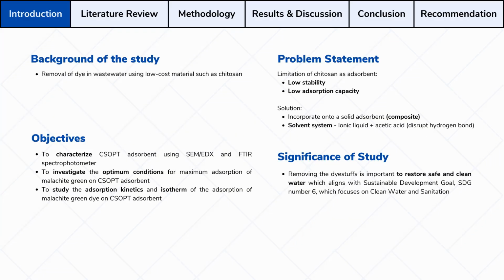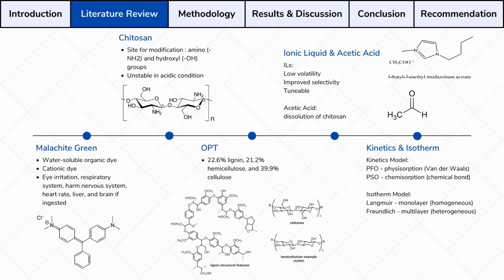Firstly, this study revolves around the removal of dye in wastewater using low-cost materials such as chitosan. However, chitosan has limitations such as low stability and low adsorption capacity. To solve this, we can incorporate chitosan into a solid adsorbent to make a composite and employ new solvent systems such as ionic liquid plus acetic acid to improve chitosan solubility. This study is important to help restore safe and clean water, which aligns with SDG number 6, clean water and sanitation. Malachite green is a water-soluble cationic organic dye.